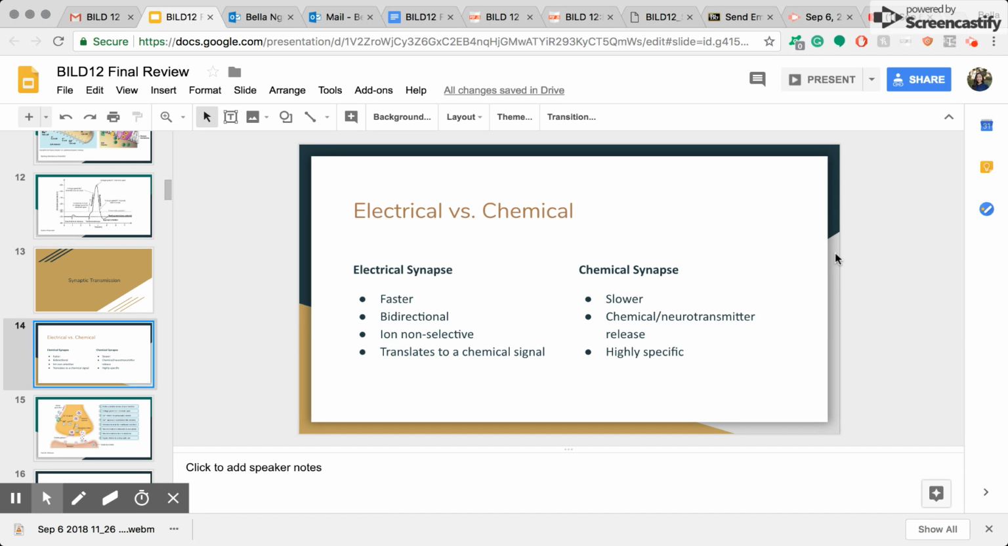So electrical synapses are faster, they're bidirectional, and they're not selective about ions because it's really just all connected. So it's all voltage based or voltage powered. And then again, it becomes a chemical signal. Chemical synapses are slower and they depend on the release of neurotransmitters, which are chemical and specific.